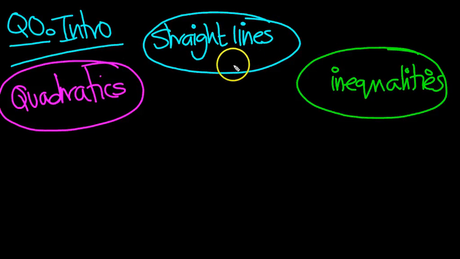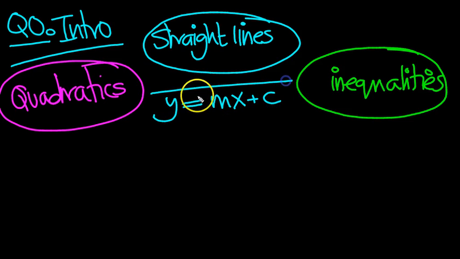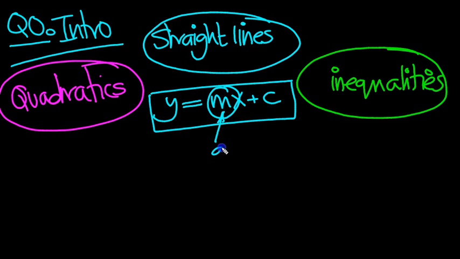Okay guys, let's have a little intro for this section on straight lines, quadratics and inequalities. The first thing to mention is straight lines. The standard form of the equation of a straight line is y equals mx plus c. That's the equation written in standard form. Then it's simply a matter of reading off the number of x's, and that's the gradient. And when you have it in this form, c is called the intercept.